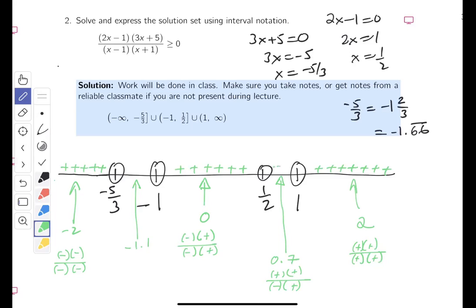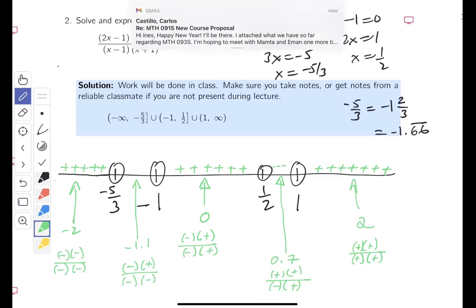Negative. All right, let's go -1.1. First factor would be negative. 3 times -1.1 is -3.3 plus 5 is a positive number. Yeah, you need arithmetic skills to do that. You would get a negative number and a negative number. What do you get? Negative on top, positive on bottom. A negative divided by a positive is a negative.